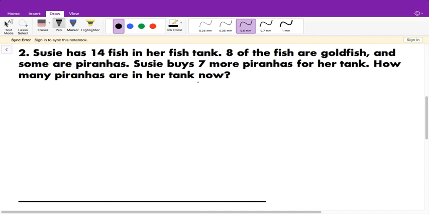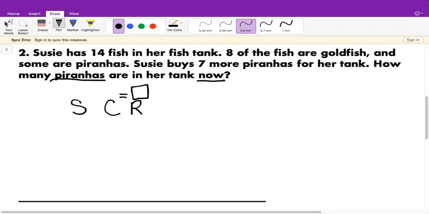That's right. The word that is telling me this is start change result is now. Now means that it is a result because that's how many they have at the end. So since this is the question, I'm going to put a box for the result. Now I need to go back and look for my start and my change. So we're talking about piranhas. How many piranhas are in her tank?